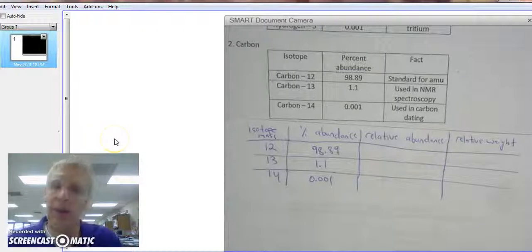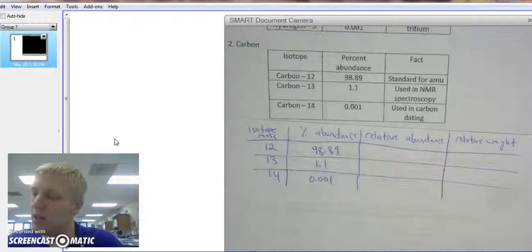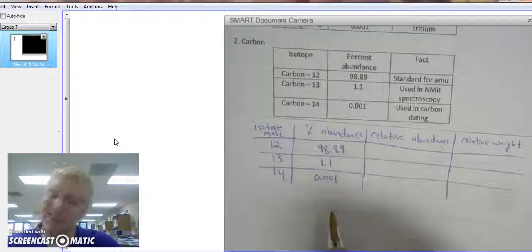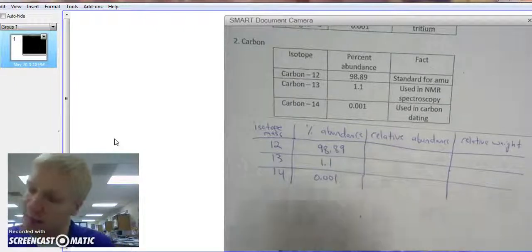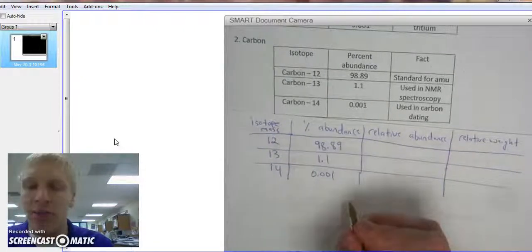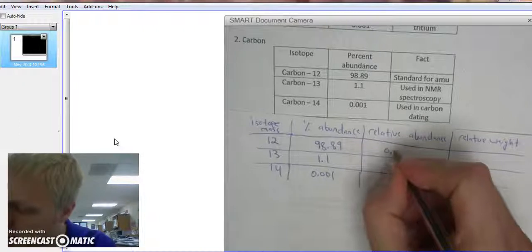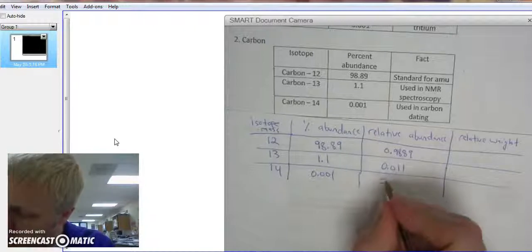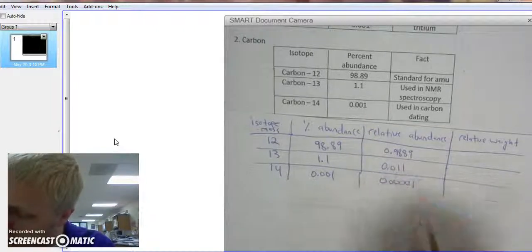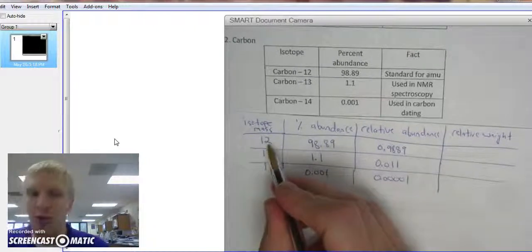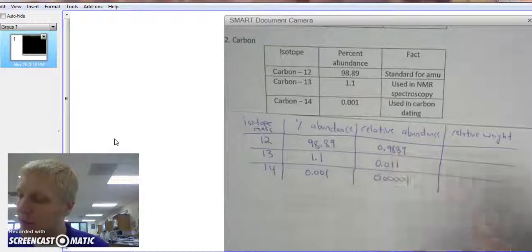So, when we look at a weighted average, we don't want to look at 100. We want to look at just 1. So our relative abundance is out of a total of 1, whereas our percent abundance is out of a total of 100. So basically we just need to divide all of these by 100, or we move the decimal 2 spots to the left, whichever way you prefer. One, two. We have our relative abundances. Once we do that, we take our isotope mass and we multiply it by our relative abundance.